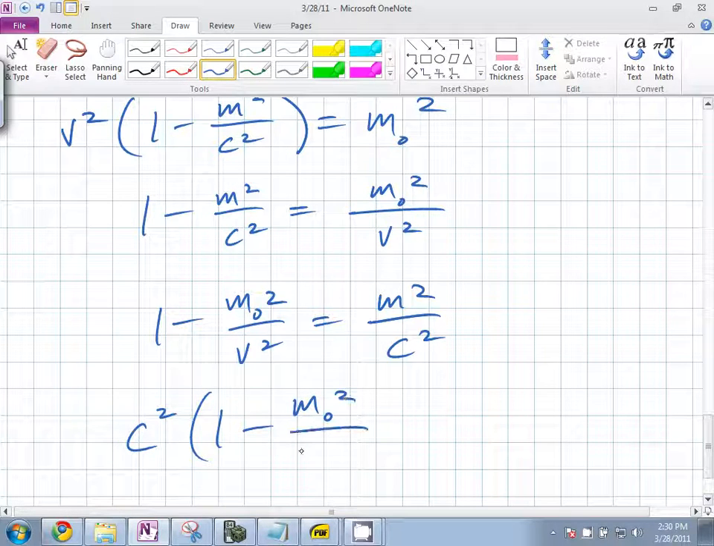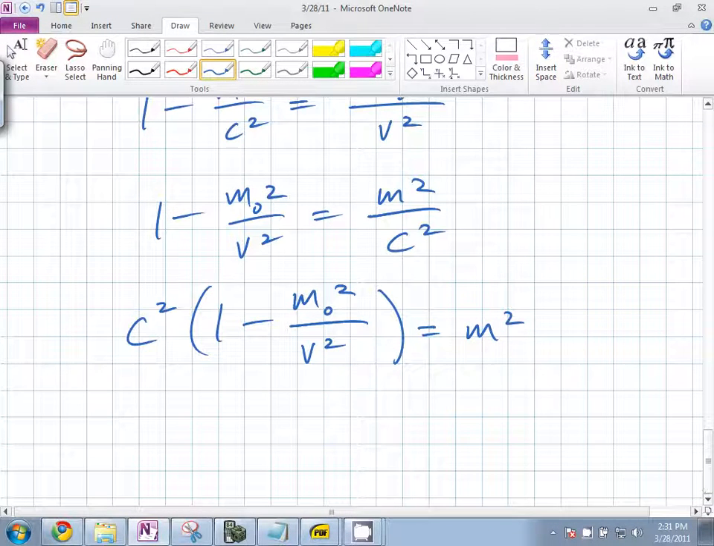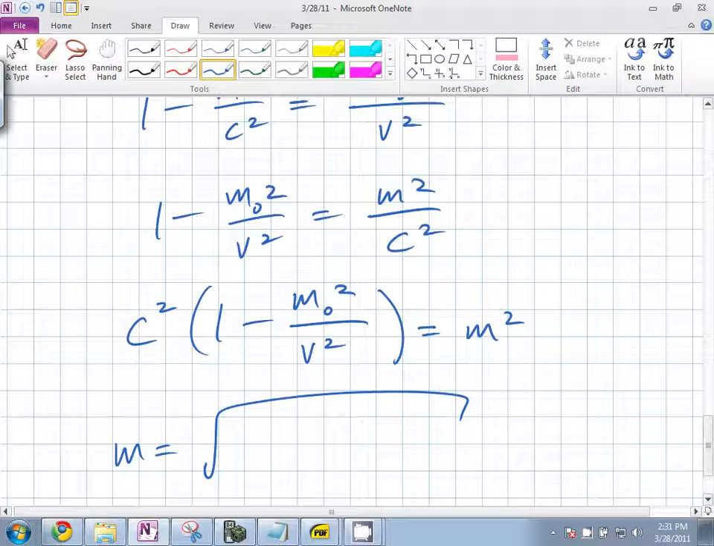Ooh, it's so tough. And then take the square root. Now what? Take the square root. So what do we have here? We have m is equal to the square root of c squared minus c squared times. Yeah, we can do that. We can multiply it in.